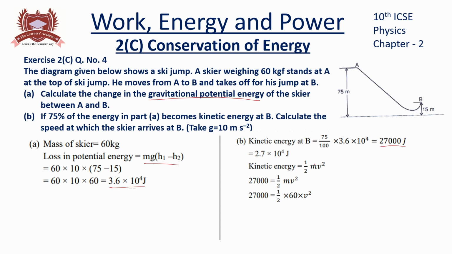Now kinetic energy is half mv square. We know how much the kinetic energy is at point B. The kinetic energy that the sphere has is 27,000 joules, and it should be equal to half mv square. So that is 27,000 equal to half times 60 times v square. So we can get the value of v square as 900 or value of v as 30 meters per second. So this is the velocity at which the sphere would be arriving at this point.